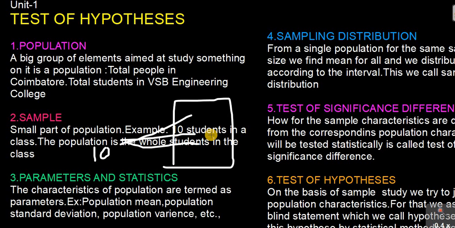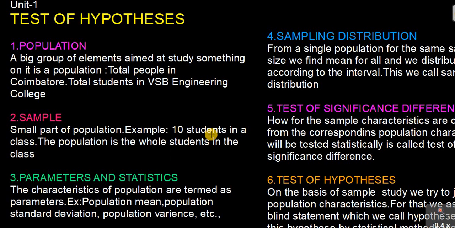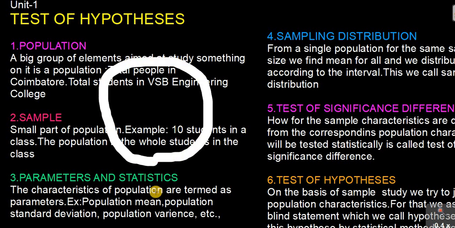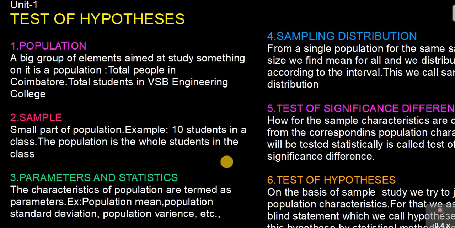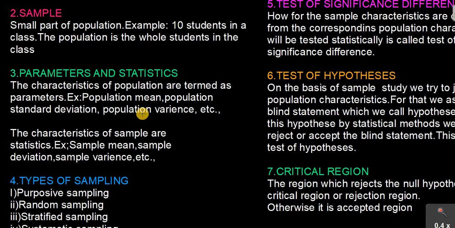So this is what is called a sample. A sample means a small part of a big part. In that big part, the small part we call a sample. So this is a sample, where this is a population aimed to study something on it. Now after understanding what is a sample, the next point is about parameters and statistics.